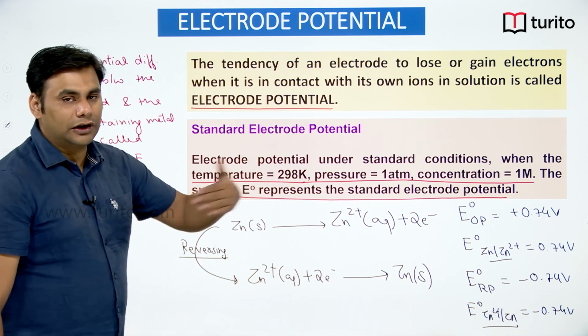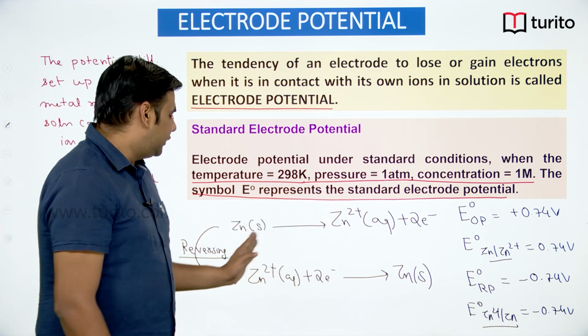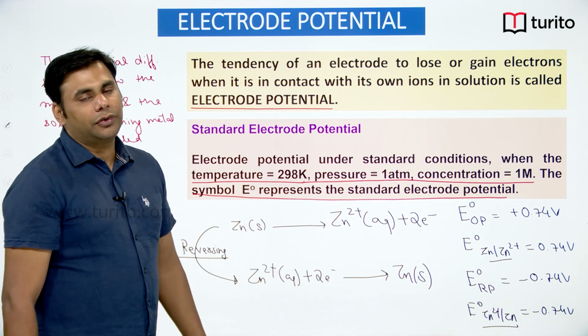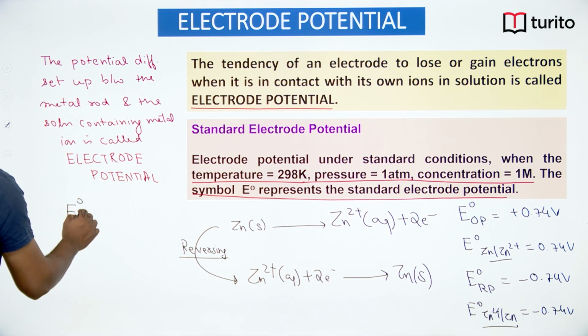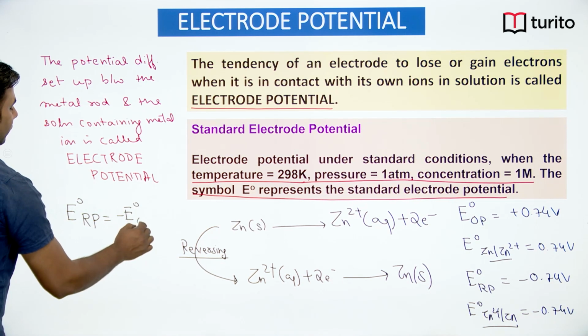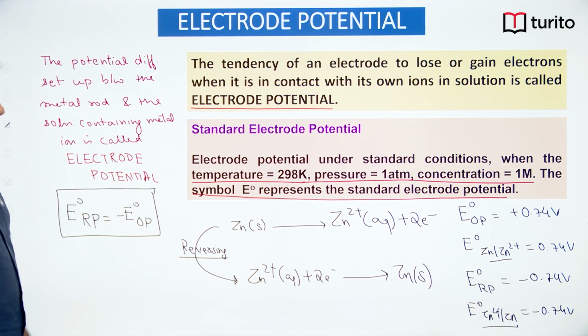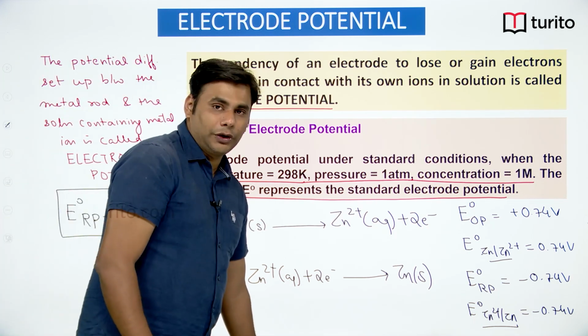Zinc 2 plus means oxidation, bar means both of them are in different phases. Zinc 2 plus changing into zinc, again both of them are in different phases, so they will be separated by a bar. So we'll say that standard reduction potential is always the negative of the standard oxidation potential of any substance. Hope this is clear to you.